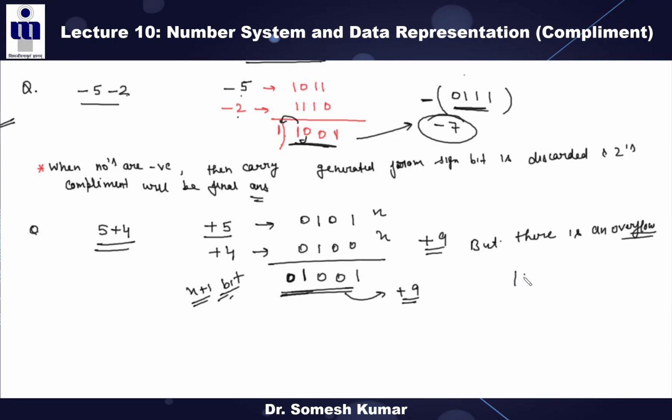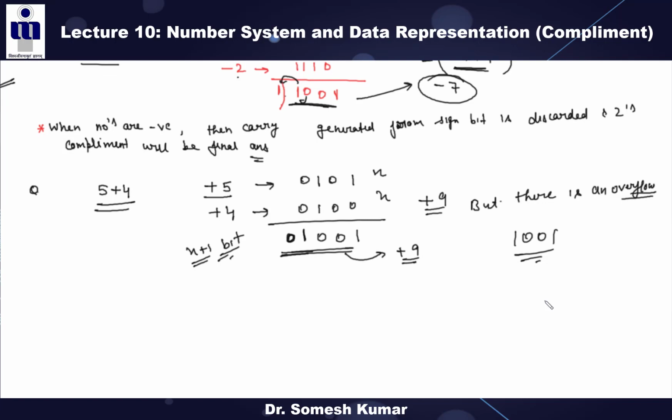So if we are saying this 1001 is in the 2s complement representation, then can you find out this is plus 9? Can you say this is plus 9? Can't say, no? So we need n plus 1 bits for this, right? Clear? So this is an overflow condition. Understand?